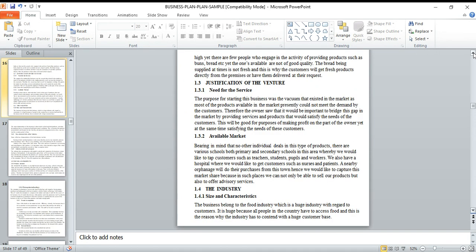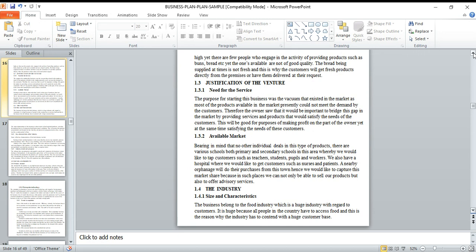So the next one we are looking at, after justification, we have the industry and site. So industry, we have to talk of the size and characteristics. So you can see the size and characteristics. So how is the size of the business and what are the characteristics that describe this type of industry? So the business belongs to the food industry, which is a huge industry with regards to customers.